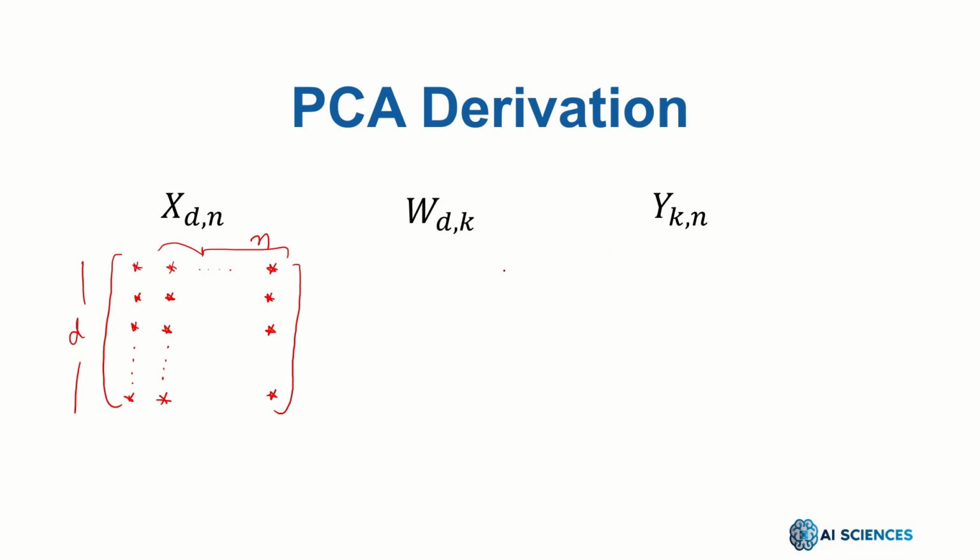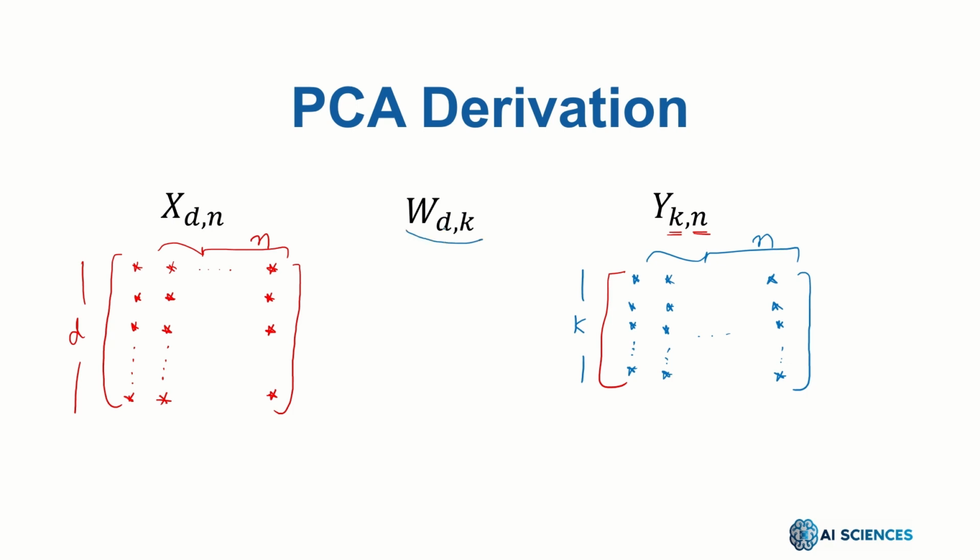Assume now that Y is, again, a data matrix with n points, but only with k features rather than D. So Y consists of k features, but we again have n data points consisting of k features. So this matrix Y basically has k rows, and again n data points. And W is a matrix which is D by K. So this is basically a matrix with D rows and K columns.